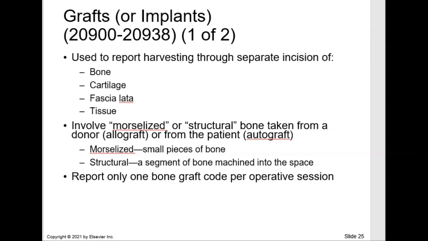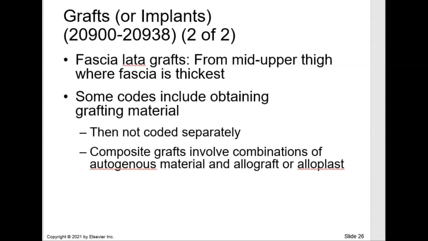So the graft material is used in different repair procedures. Let's say a tibial fracture fails to heal. The surgeon at that point decides to use bone grafting. So what you want to look at is, where is that material obtained? From the patient, or was there a donor? Okay, so here we have different grafting material. Upper thigh, where it's the thickest, we have grafting material. Then we do not code these separately. Okay, again, one code, right?